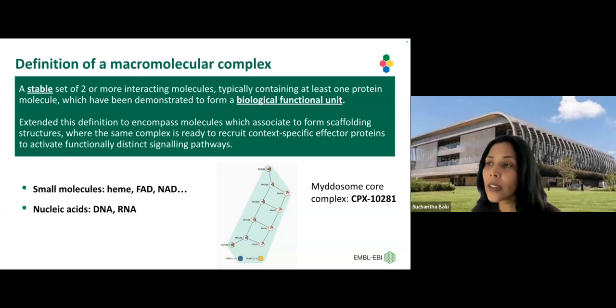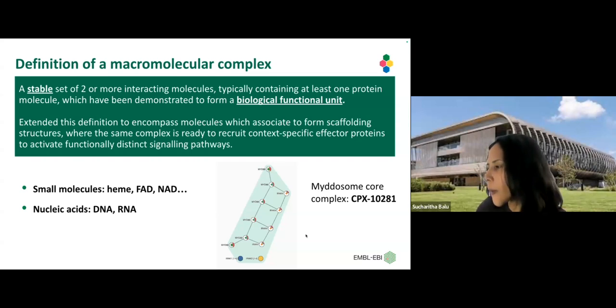But recently we've extended this definition to include molecules which associate to form scaffolding structures where the same complex is ready to recruit other context-specific effector proteins to activate functionally distinct signaling pathways. So why did we extend this, and what does it all mean? It's simply because we found that there are lots of contexts that mediate their effects through molecules through different pathways in a very context-specific way.